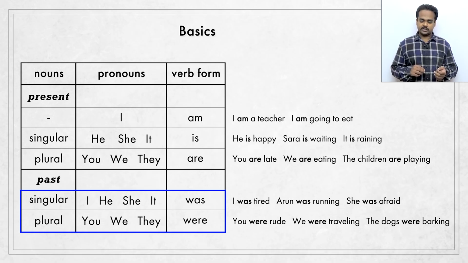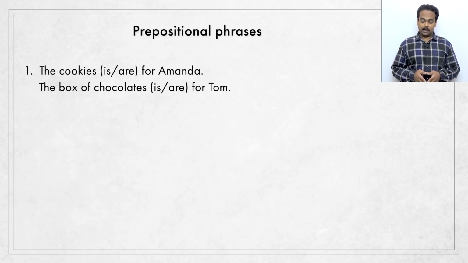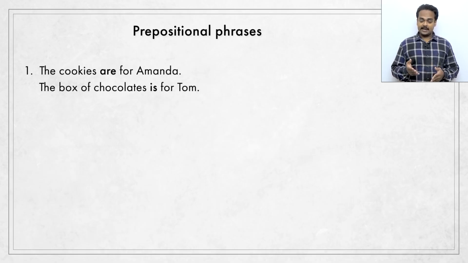So now, let's discuss some more advanced topics. Let's start with prepositional phrases. Here's an example. I want you to do this as an exercise. You see, there are 2 places where you have to choose between is and are. The cookies is for Amanda, or the cookies are for Amanda. And the box of chocolates is for Tom, or are for Tom. What do you think? Well, here's the answer. The cookies are for Amanda, and the box of chocolates is for Tom.